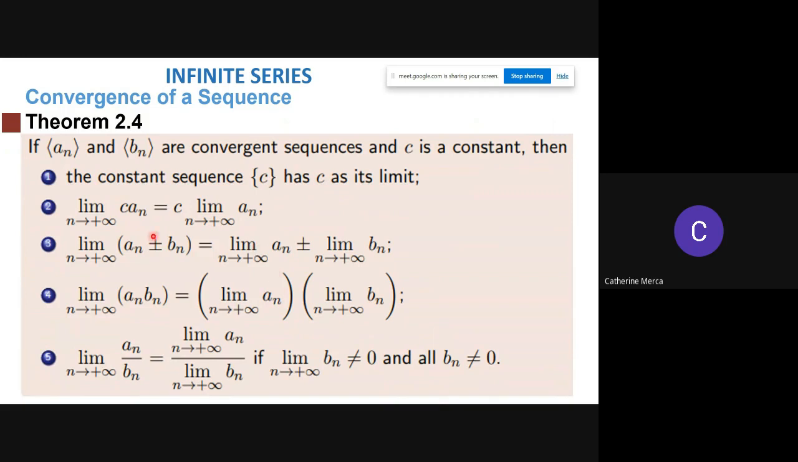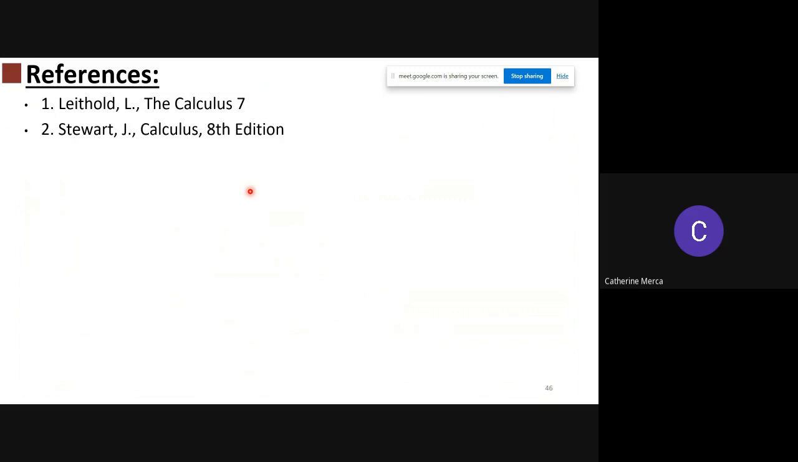What is the limit of a constant? These are just the basic limit theorems. Okay, that's the lesson. So, the references.